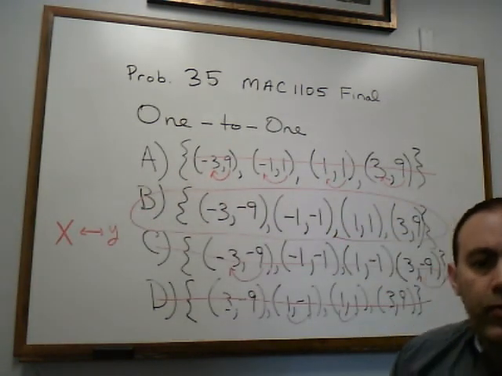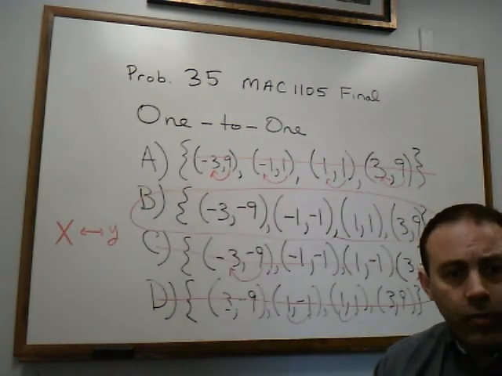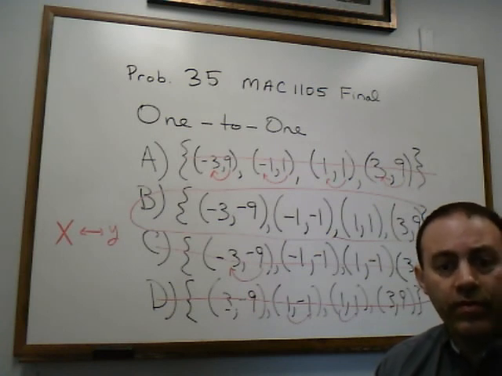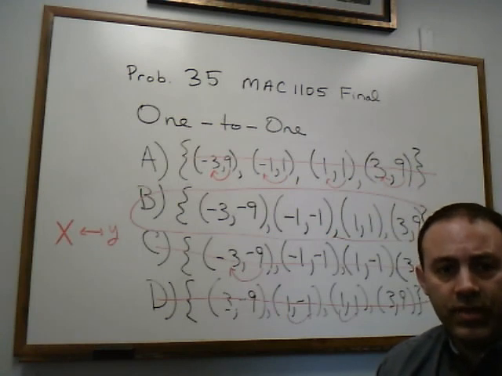Problem 35 isn't really an example of the type of way we would ask one-to-oneness on the final exam. Problems 34 and 36 are better examples of a test-type question involving these concepts.